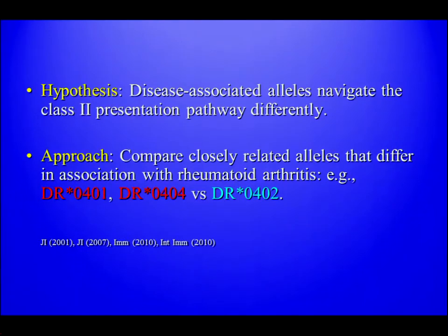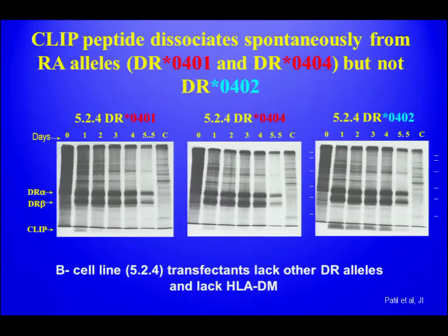So what we decided to do was compare closely related alleles that differ in terms of their association with rheumatoid arthritis. And when I say differ, I'm really only talking about 3 or 4 amino acids, although probably placed at critical positions to influence the overall function of that molecule. But the difference between these disease-associated alleles and this non-associated allele is 4 amino acids. So why was that causing a difference in disease association? We still don't really know the answer.